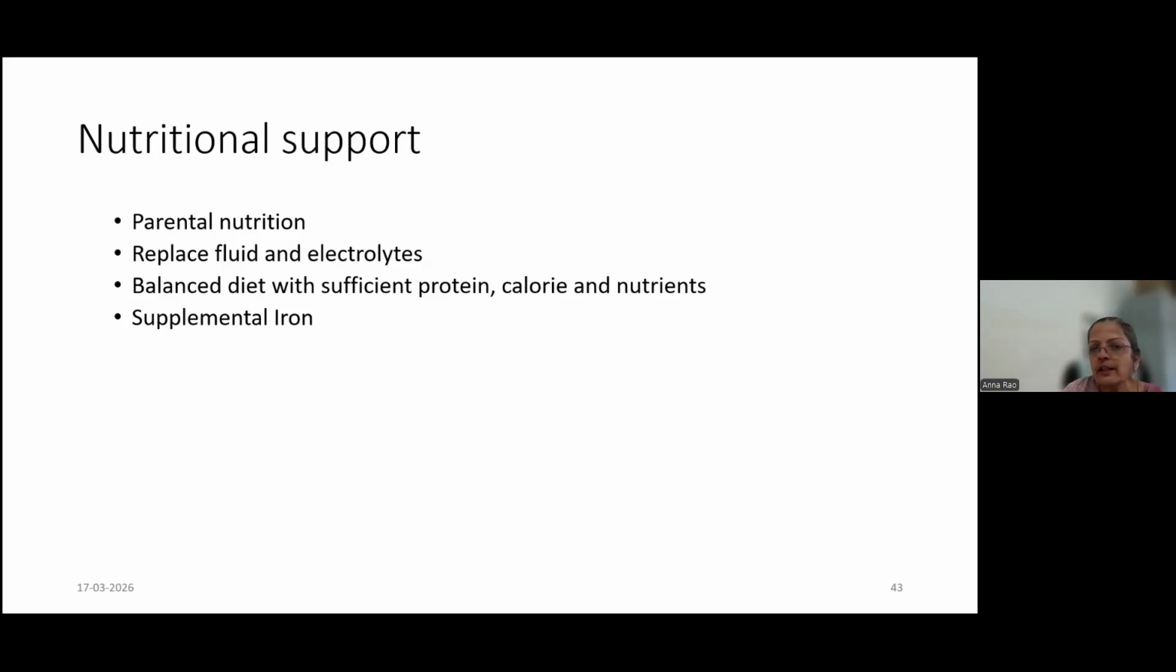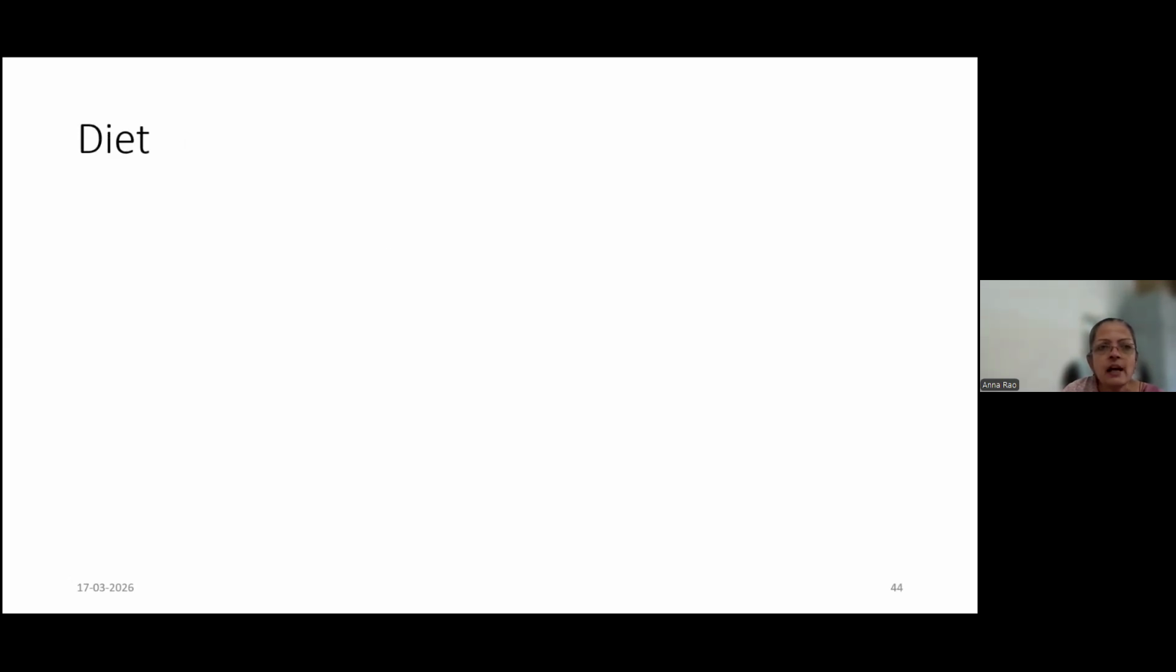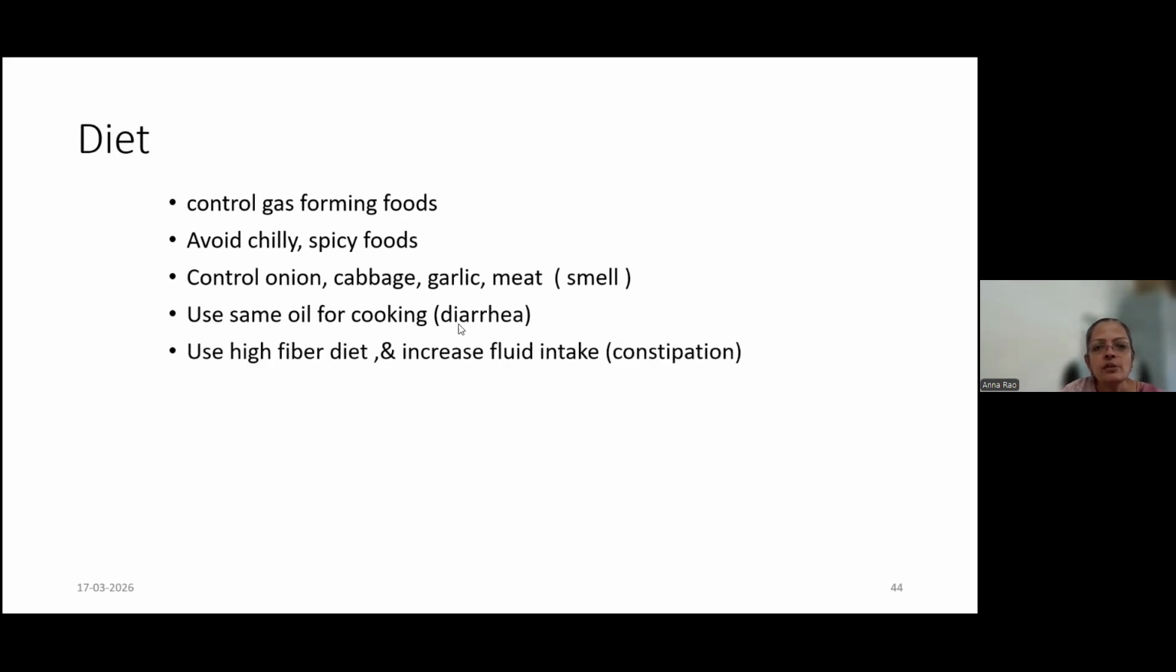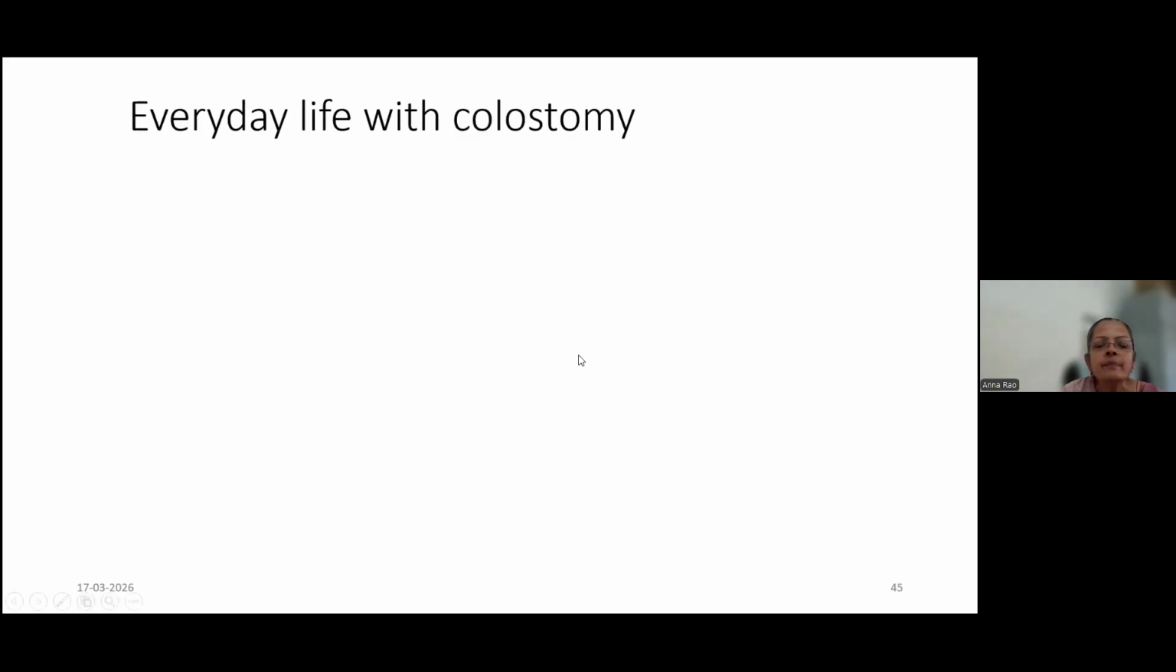Replacement of the fluids and electrolytes is very important in these patients, and the diet should contain sufficient amount of protein, calorie, and nutrition, right, so that he can continue his treatment. And of course the iron intake, right? So these are very fast look at things, right? Identify things. Most of things we have seen in the earlier slides. This is just a summary. Everyday life with colostomy, right?